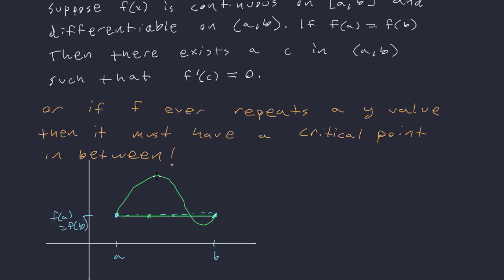But other than that case, no matter how we draw the function, we're going to get at least one point, okay, where the derivative is equal to 0, and in other words, that means we have at least one critical point in between a and b. So that's what Rolle's theorem is telling us, right? That, okay, if we ever repeat y values, then somewhere in between there, the function has to have a turning point, and it's got to be a smooth one if the function is, well, smooth.